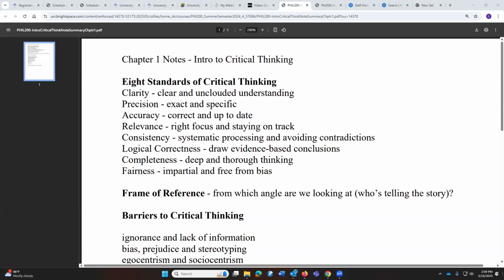The next is accuracy. We really need to be sure that we have correct and up-to-date information. In today's world, where we get our information from counts. We have to get it from reliable, accurate sources. Fake news is clouding up our ability to be good critical thinkers. So I have to ask myself, can I be sure of this information? Can I really rely on it? Is it the most up-to-date information?